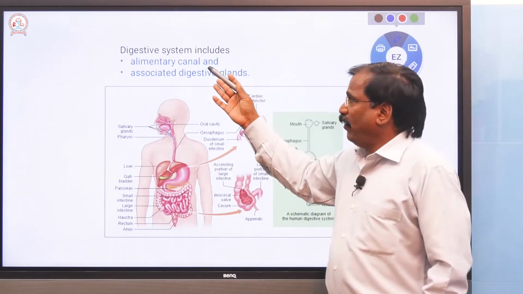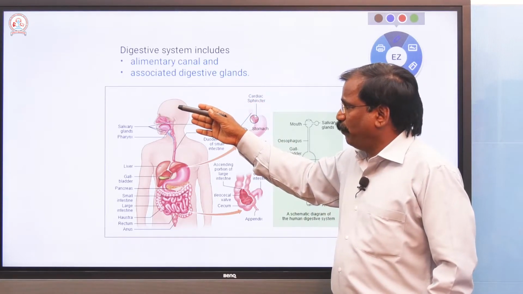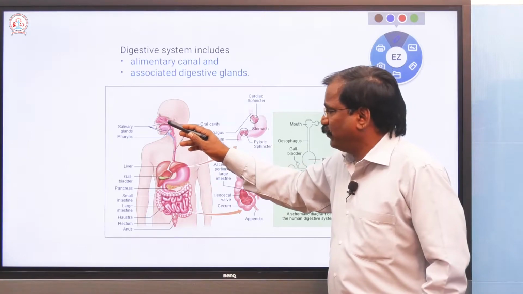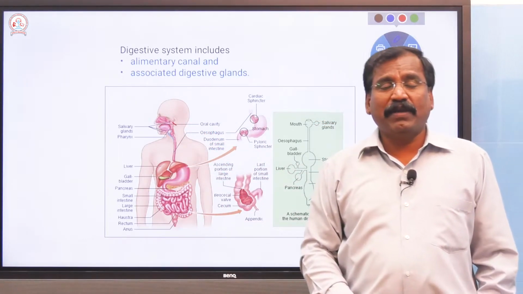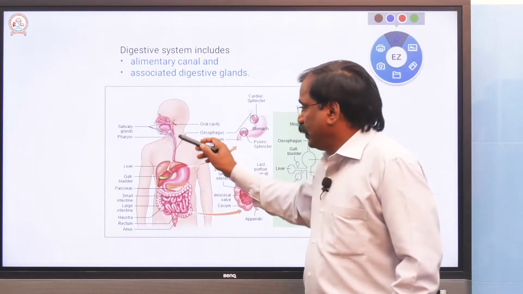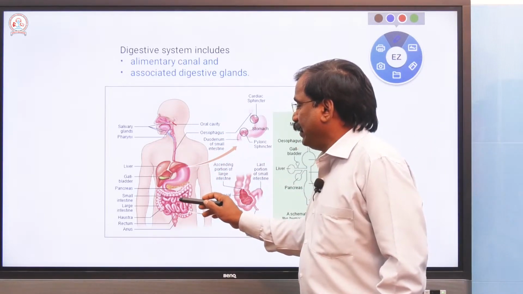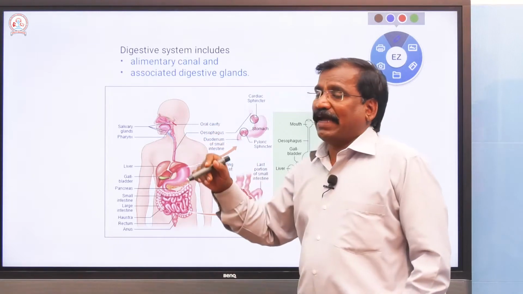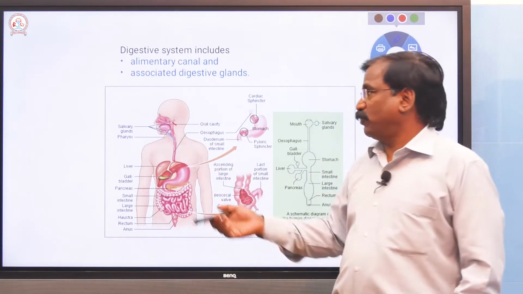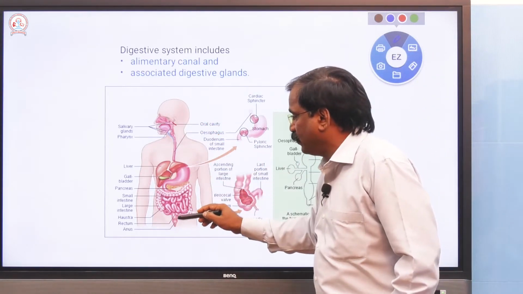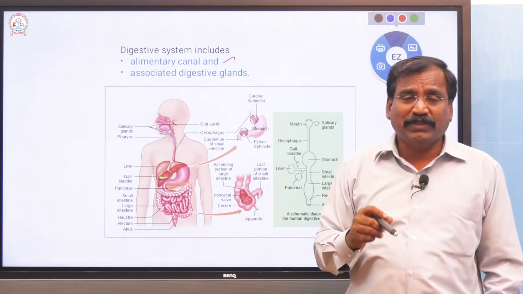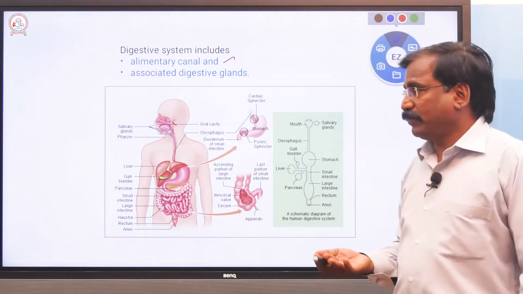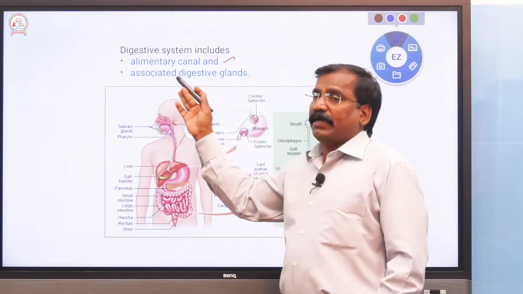Alimentary canal is a tube that starts in the mouth and ends in the anus. It is a continuous tube. The alimentary canal, or gastrointestinal tract, is continuous, starting in the mouth and ending in the anus. And the accessory glands are the associated digestive glands.